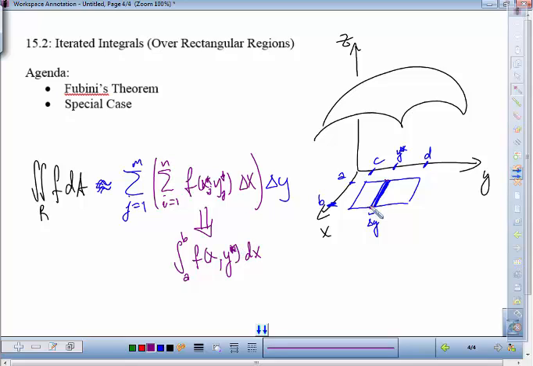What I have essentially found is a slice of the volume that I'm looking for. A slice of bread.